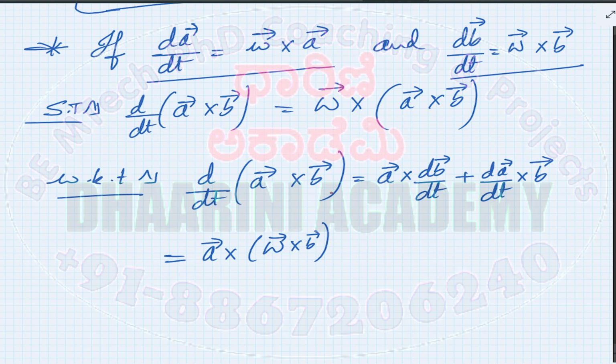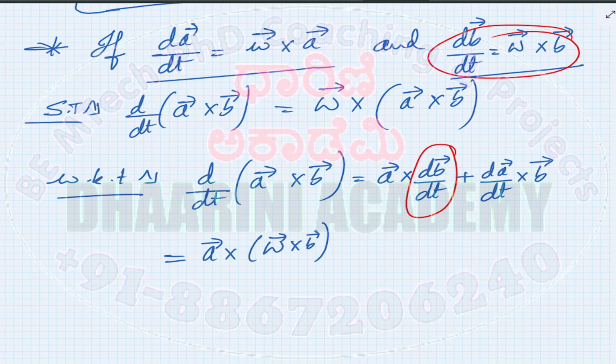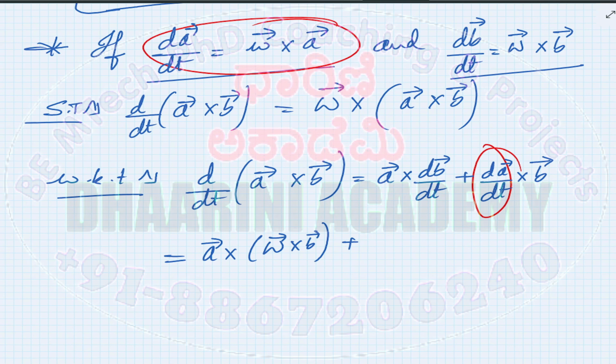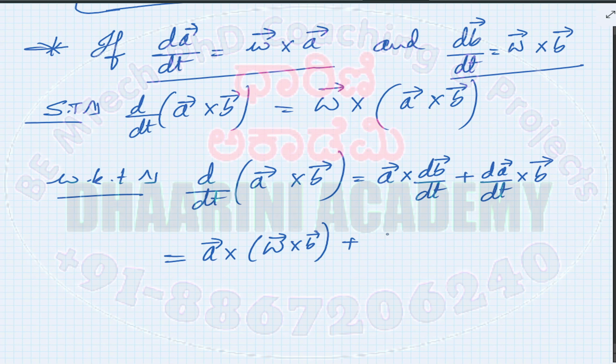You can see that there is a dB/dt, and dB/dt is given as w cross B. Then in the next part, there is a plus sign after this, so I am writing a plus. Now you see that there is a dA/dt, and dA/dt is given as w cross A. So let us substitute that here. So this is w vector cross A vector cross this, that is B vector.